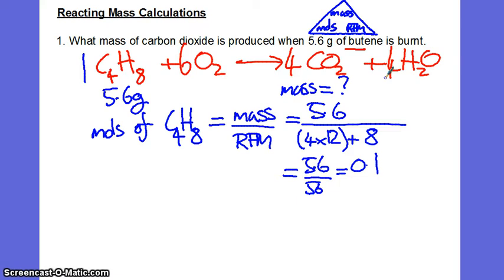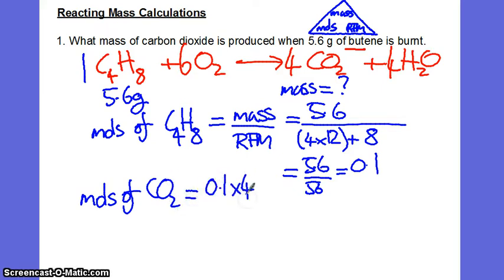So if I had 1 butene, I'd make 4 carbon dioxides. Now I haven't got 1 mole of butene, I've got 0.1 mole of butene. So moles of CO2 would be 0.1 times 4. I'd have 4 times the amount of CO2 because it's a 1 to 4 ratio. Okay, so 0.1 times 4 is 0.4. That's the second of the 3 stages in our calculation.